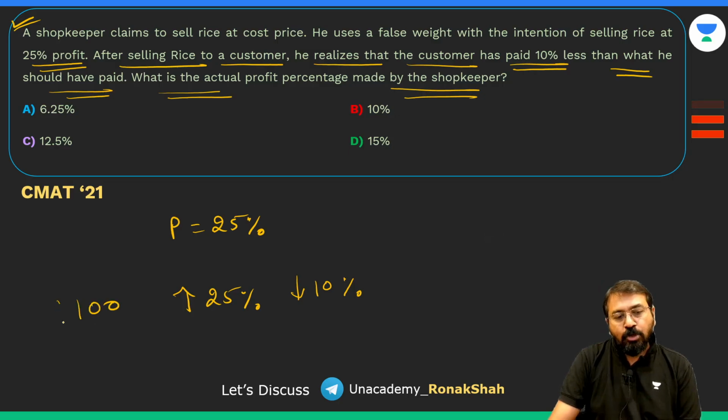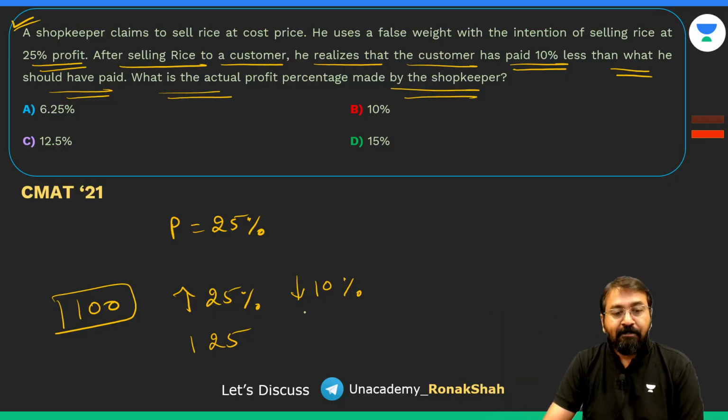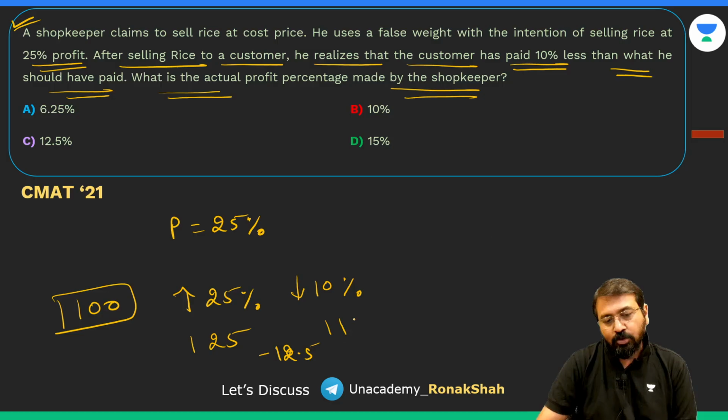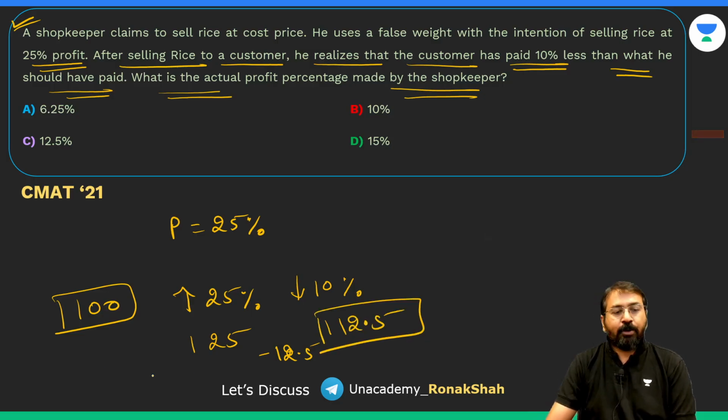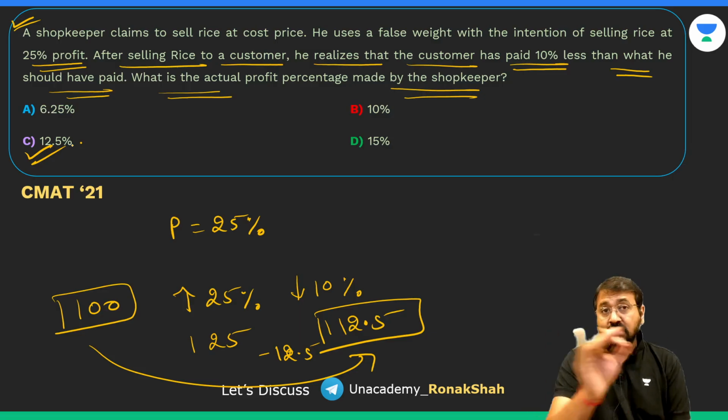Okay, so suppose shopkeeper bought it at 100, then he increased the price to 125 because he is making a profit of 25% by that false weight, and the customer paid 10% less. So just reduce 10% out of this, that is 12.5 is reduced, so it will be 112.5. So finally customer must have paid 112.5. So what is his profit? 12.5%. We are done. It was this simple question.